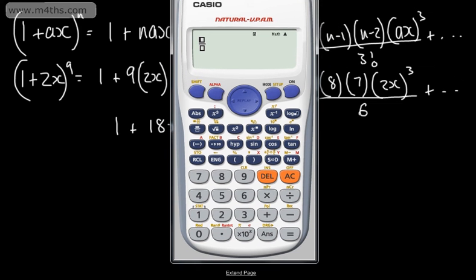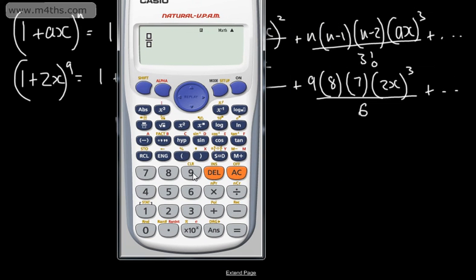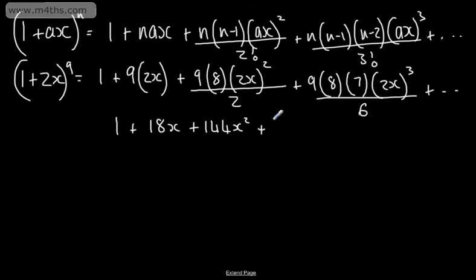So what we're going to have now is the following. You could simplify, but I'm just going to type it in: 9 times 8 times 7 times 8. Remember, 2 cubed is 8, and then we're going to divide by 6. There are common factors in here, but it's just easier to write it in. 672. So plus 672, and then that will be x cubed.